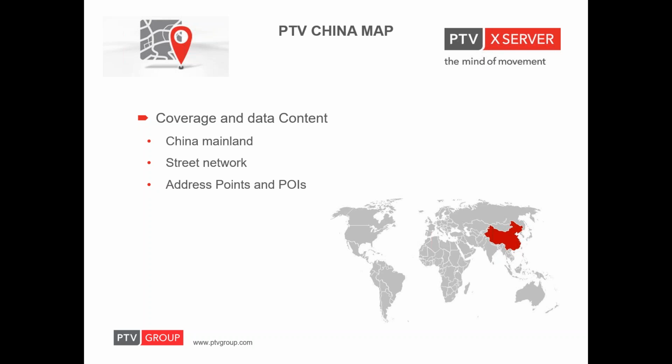Furthermore, we've got address points and POIs available. The address points are covering the private addresses in China, while the POIs cover much more content, like you are probably usually aware of. They nearly cover all commercial points in the map.